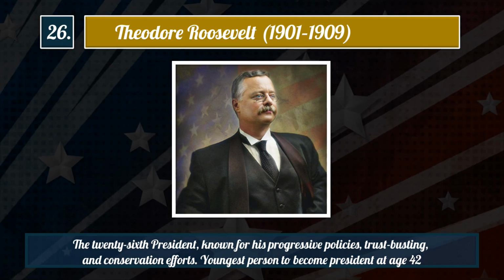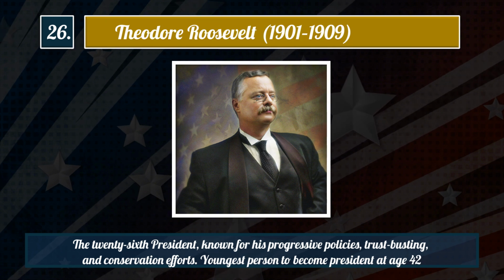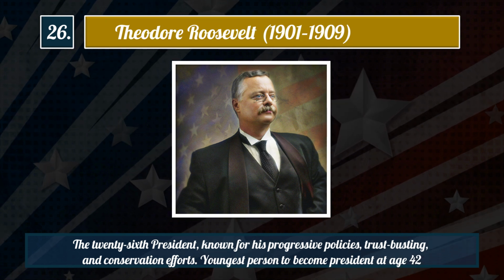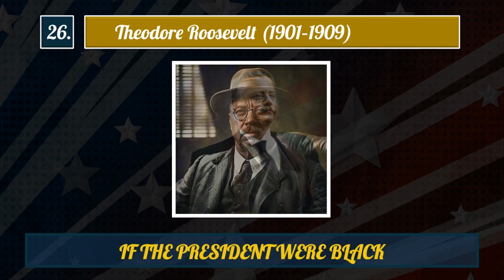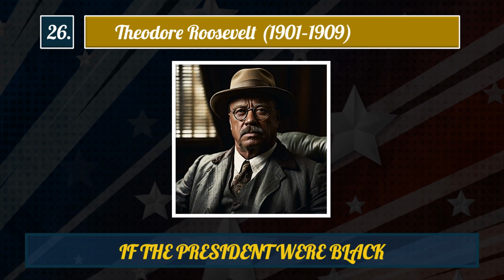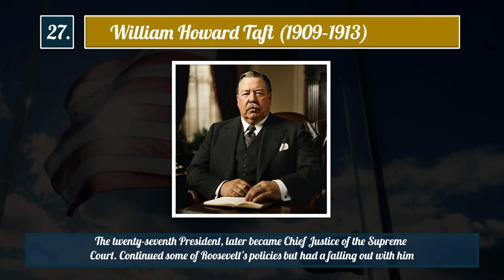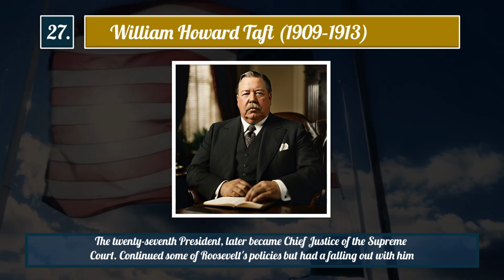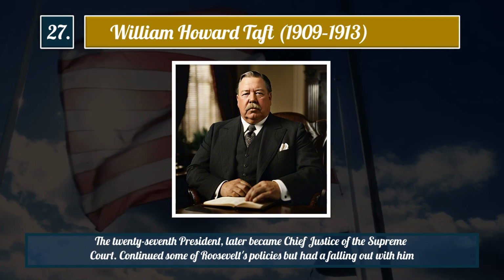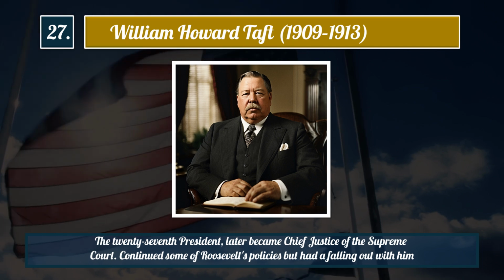Theodore Roosevelt, the 26th president, known for his progressive policies, trust-busting, and conservation efforts, youngest person to become president at age 42. William Howard Taft, the 27th president, later became Chief Justice of the Supreme Court, continued some of Roosevelt's policies but had a falling out with him.